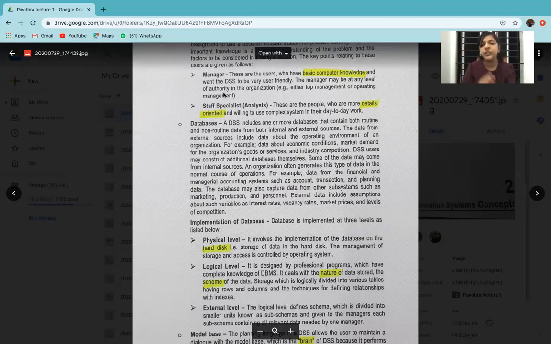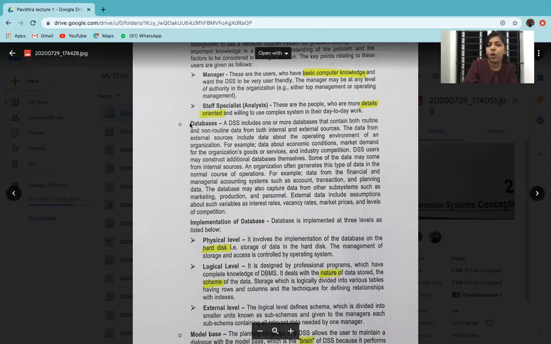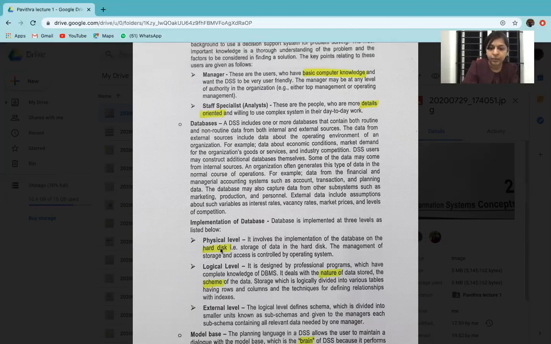The second one is the database. Database is going to be a component of everything here. So next is the database. DSS includes, and when we say database, we have multiple databases with one common input only. You can have multiple databases, but they should all originate from a single input, that is a super file.